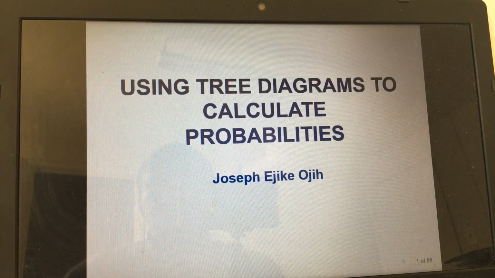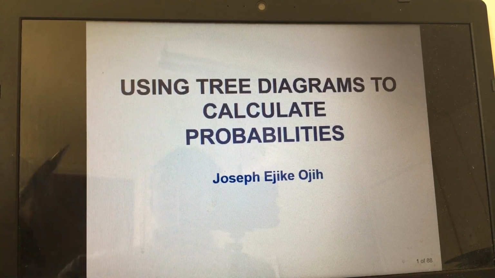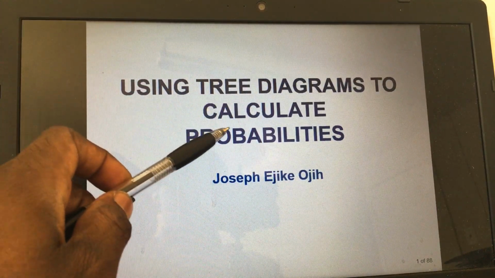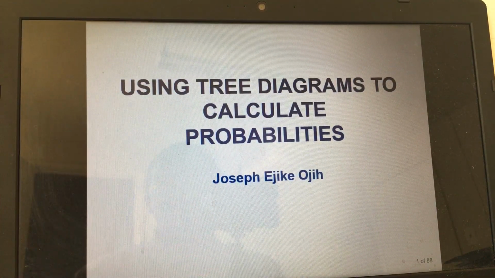Today, I'm going to teach you a new topic. Remember, we are still in the topic of probability. Today I'm going to teach you how to use tree diagrams to calculate the probabilities of events. All right, let's start.